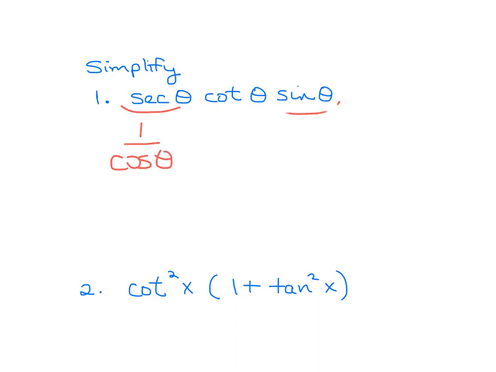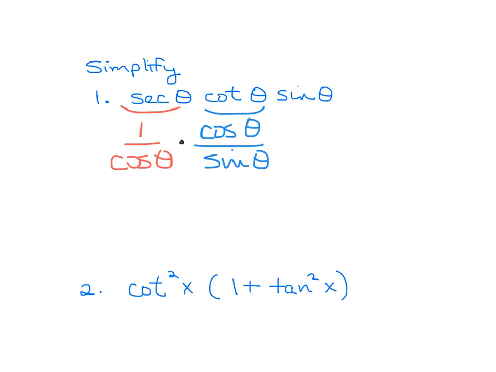My goal here is to try to get something that's going to cancel. So I could take the cotangent, and I know from my quotient identity that you're going to memorize that it is equivalent to cosine of theta over sine of theta.